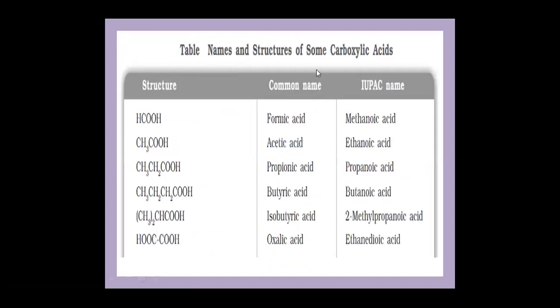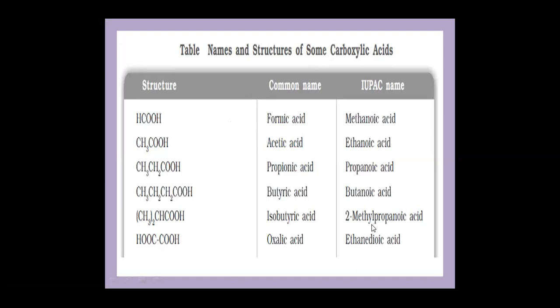Nomenclature, according to the common system as well as according to the IUPAC system, of some carboxylic acids. According to the common system, the carboxylic acids are named from their origin. For example, formic acid is obtained from red ant, that is formica, so it is formic acid. Acetic acid is obtained from vinegar, that is acetum, so it is acetic acid. And this is propanoic acid, and this is obtained from butter, that is butyric acid. This is the common naming of carboxylic acids.